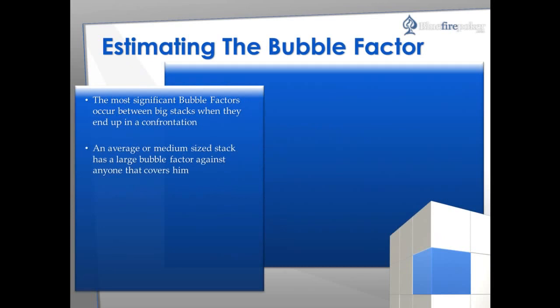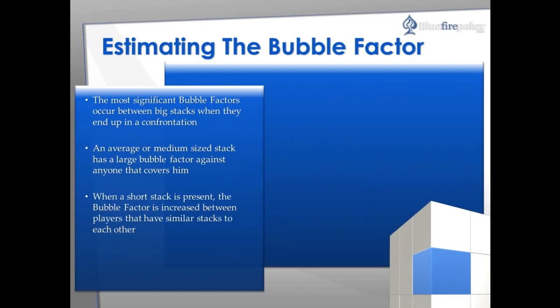The most significant bubble factors in these games occur between big stacks when they end up in a confrontation. And average or medium-sized stacks always have large bubble factors against anyone that covers them. And when a short stack is present, the bubble factor is increased between players that have similar stacks to each other.